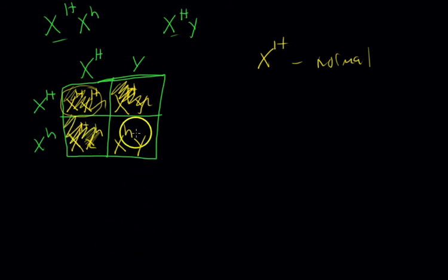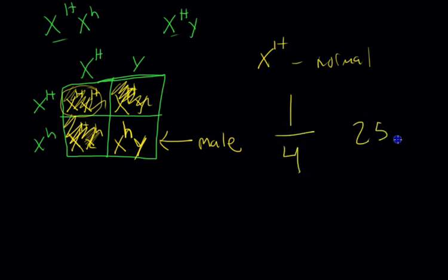And that leaves us with this. Well, let's look at it. We have an X lowercase h and a Y. So that's going to be a male. And this male does have hemophilia because we have the hemophilia allele here and no dominant X chromosome for normal clotting to cover it up. So it's going to be 1 in 4 or 25%. Right? That's pretty easy.